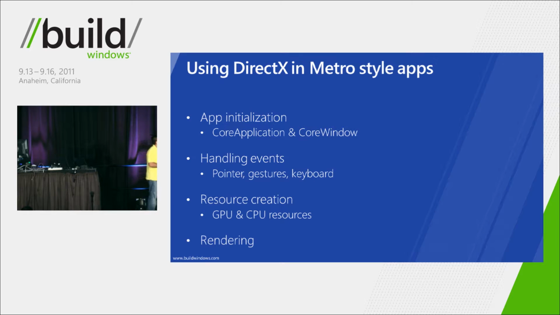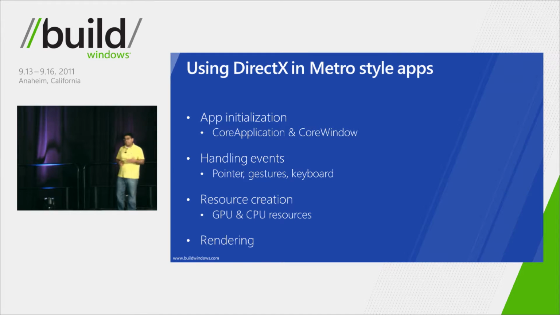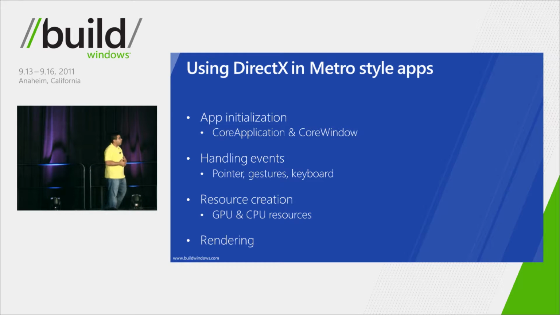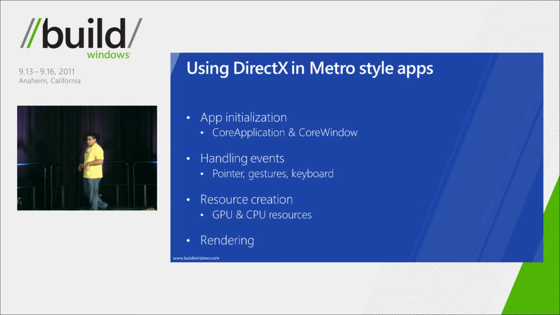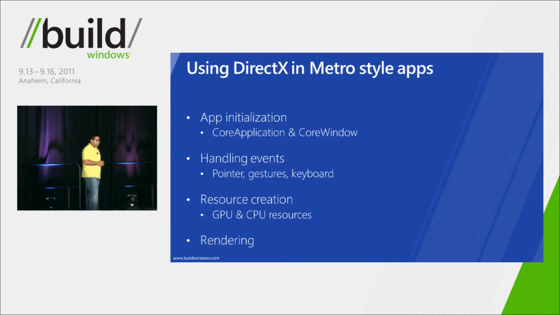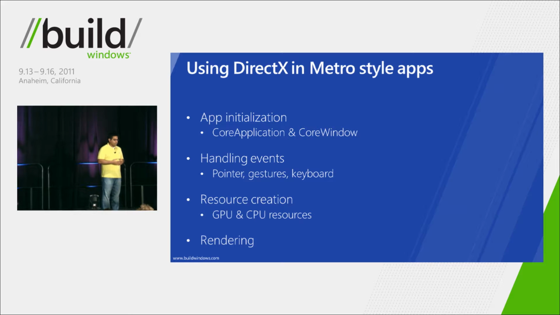So there are really four things to keep in mind when you're using DirectX in your Metro-style apps. The first thing is app initialization has changed. You used to have a DefWindowProc, you used to have window messages. All those things are gone now because we're not using User32. We have these new core application and core window objects, so you set these up. Event handling is different as well. There's no message pump. Instead, we have a dispatcher, and you register for events, and your callbacks will be called for the events you register for. You can handle events for things like gestures, for pointer events, which translate between mouse and keyboard and touch. You can handle events for keyboard as well.